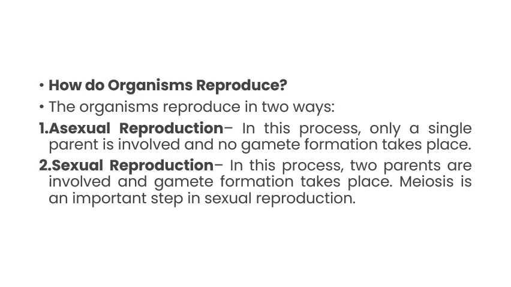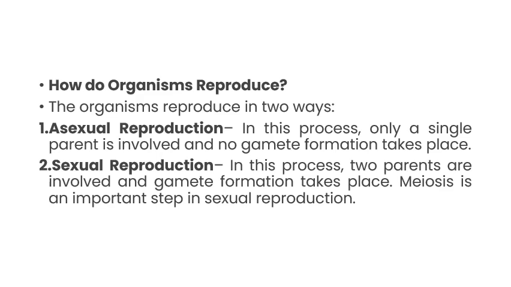So what is asexual reproduction then? It is a single parent copying itself to create an offspring. In this process, only a single parent is involved and no gamete formation takes place. Gametes are nothing but male as well as female gametes. That is not involved here, only a single parent is involved. That is why it is called asexual reproduction. This type of reproduction usually takes place in some bacteria, amoeba as well as in hydra.